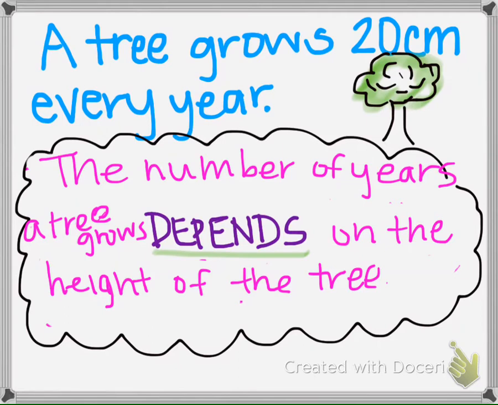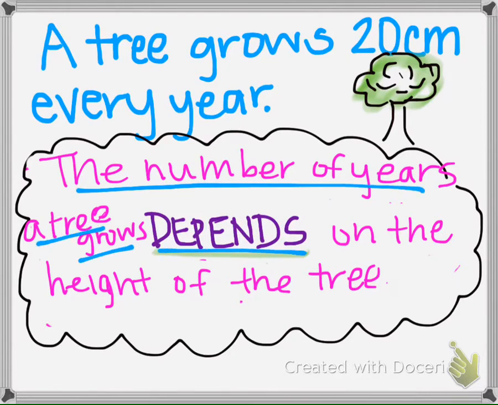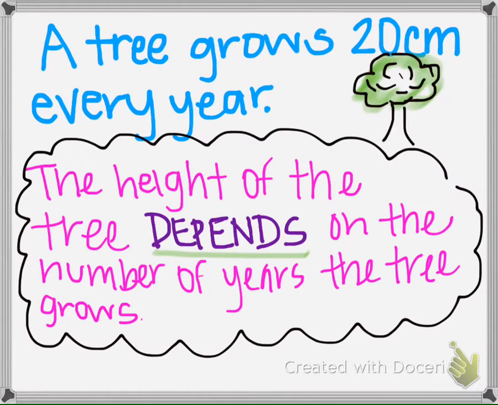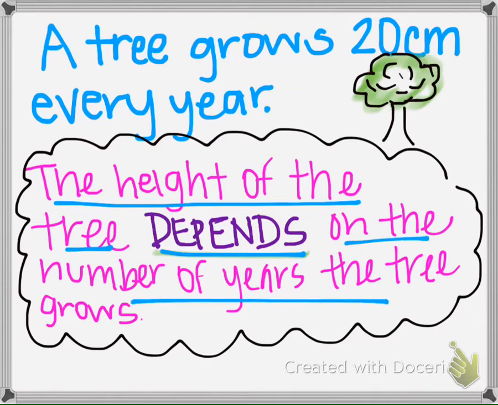If I flip the problem around, and now I have the number of years a tree grows depends on the height of the tree, that doesn't really make sense, that the number of years a tree grows is dependent on the height of the tree. What makes more sense would be our original way we wrote it. The height of the tree is dependent. So how tall the tree is depends on the number of years that the tree is growing.